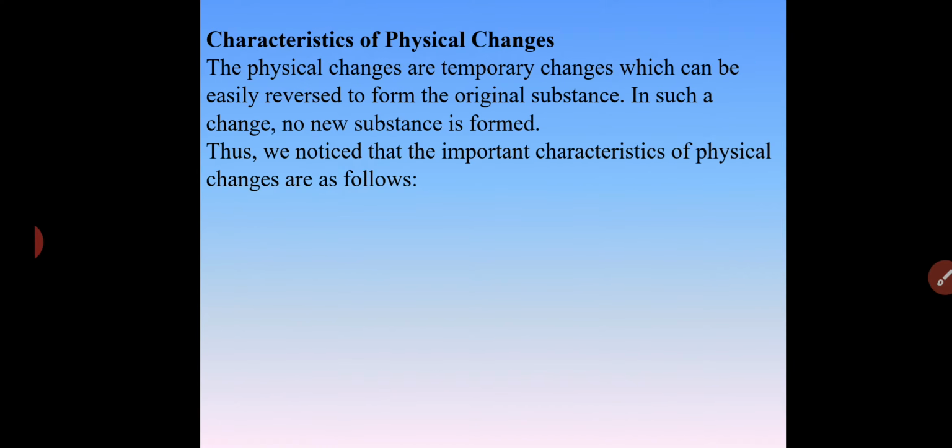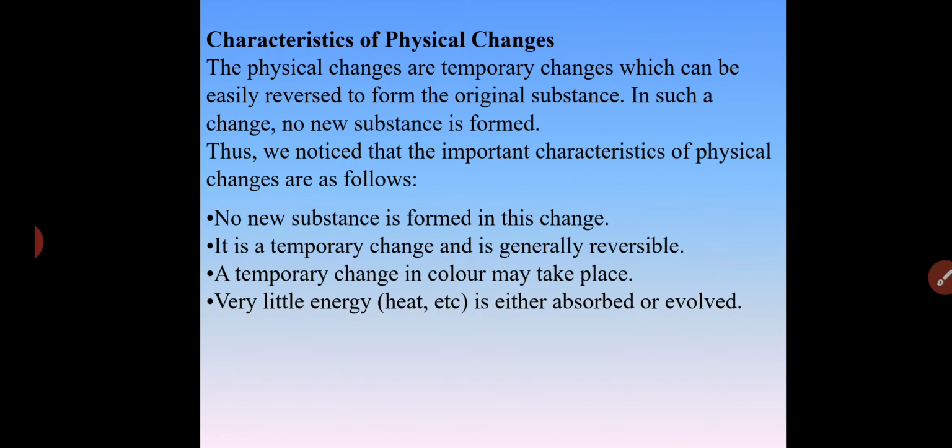Now let us see some characteristics of physical changes. So physical changes are temporary changes and no new substance will be formed, right? No new substance is formed, it is a temporary change, and a temporary change in color may take place. So what will happen in a physical change? Very little energy is either absorbed or evolved.